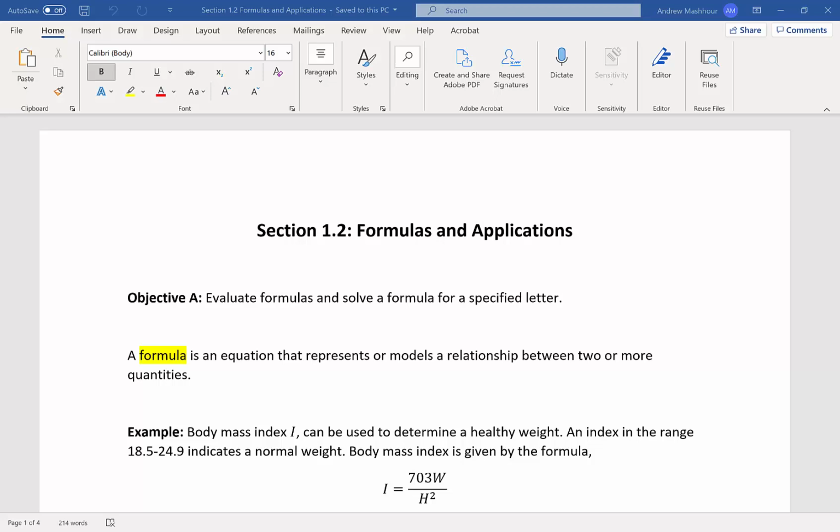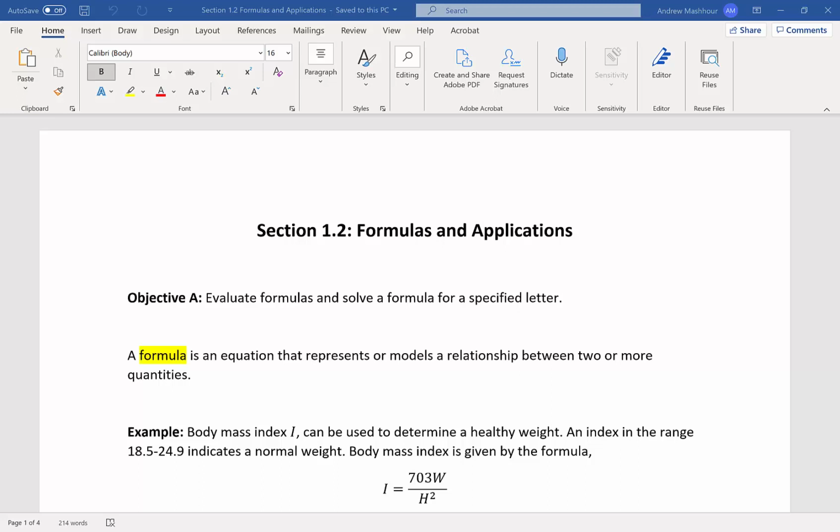In this video, we're going to take a look at section 1.2, which is on formulas and applications. Now, our first objective is we're going to be evaluating formulas and solve a formula for a specified letter. Now, the definition of a formula is it's an equation that represents or models a relationship between two or more quantities, meaning you'll have two or more variables in the equation. Let's take a look at an example.